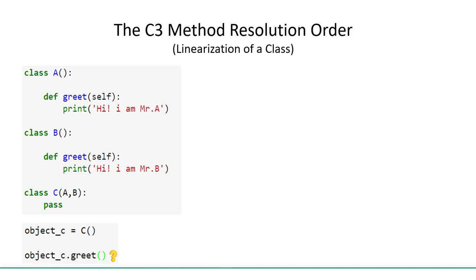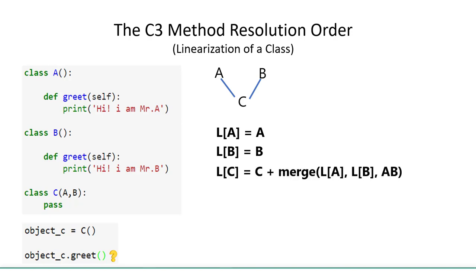Before that, let us visualize the above provided example where we have class A and class B, and we have class C which is going to inherit both of these classes. Now, what is the linearization of class A? It is going to be class A in itself because there are no more ancestors for class A. Similarly, for class B as well, linearization of class B is class B in itself. Whereas in the case of class C, linearization of class C is class C plus merge of linearization of its parent classes and the list of parent classes.